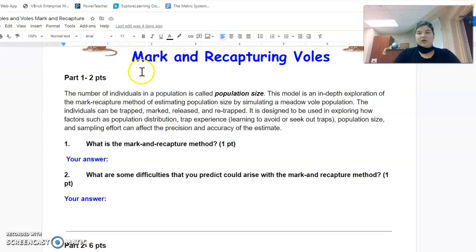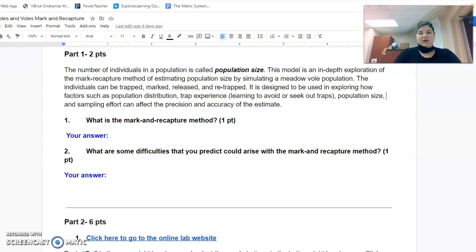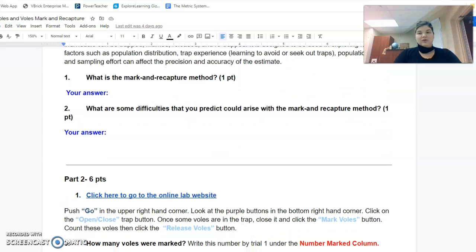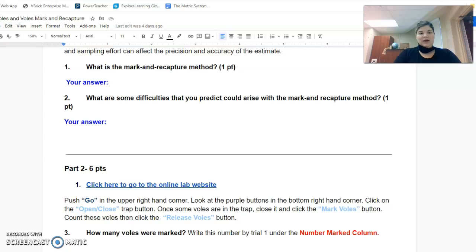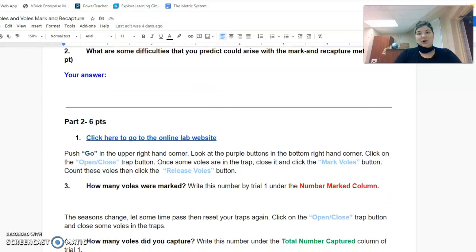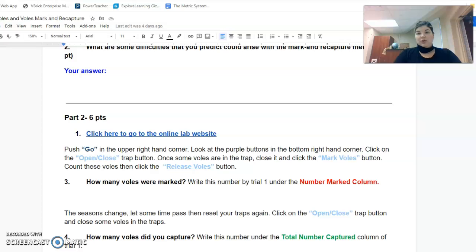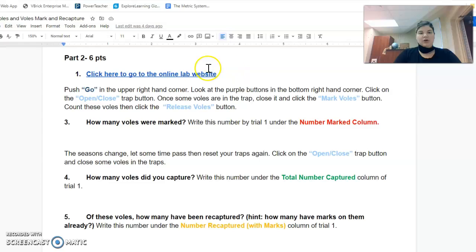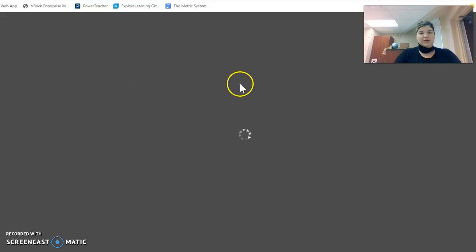Okay, so the first 2 questions are just based off of this reading, summarizing the mark and recapture method. You can also look back in your notes if you are confused as to how to describe the mark and recapture method in your own words, and some difficulties, because remember we went over the pros and cons of each method. All right, then you're going to go to the online website, which is linked in the Google Doc.